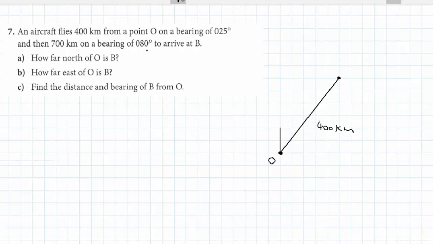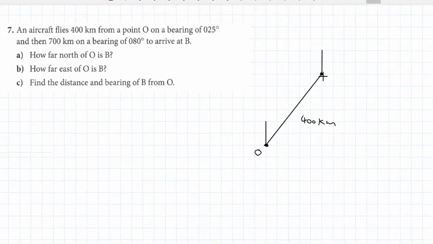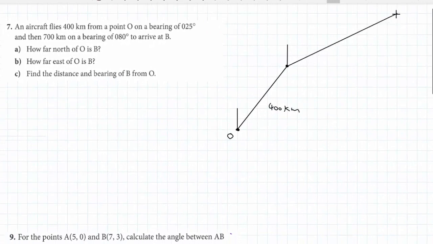And since we have another bearing, which is 80 degrees from this point, we need another north. The north of this point, north is always like this, and then an angle 80 degrees will be like this, using a straight line. And this distance is 700 kilometers. Since the question is not about scale drawing, we don't draw to scale, we don't spend time on the diagram, but it must be something that has a meaning according to the question. Now we have this, and finally the aircraft goes to point B. This point must be B.